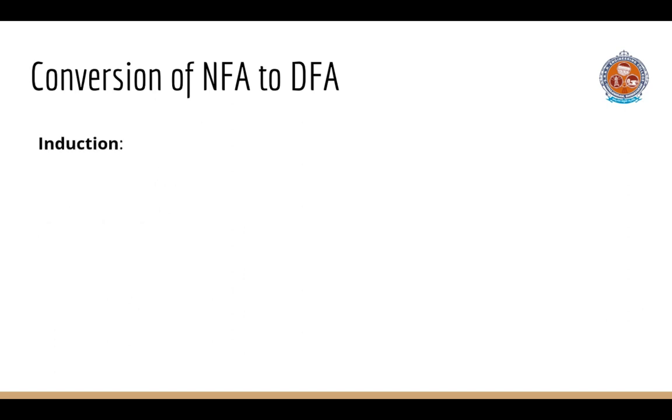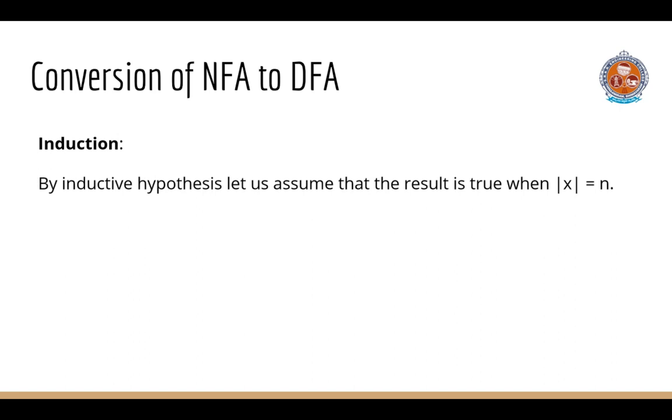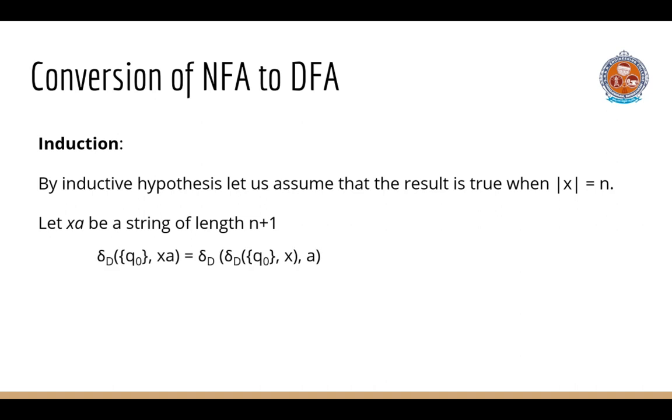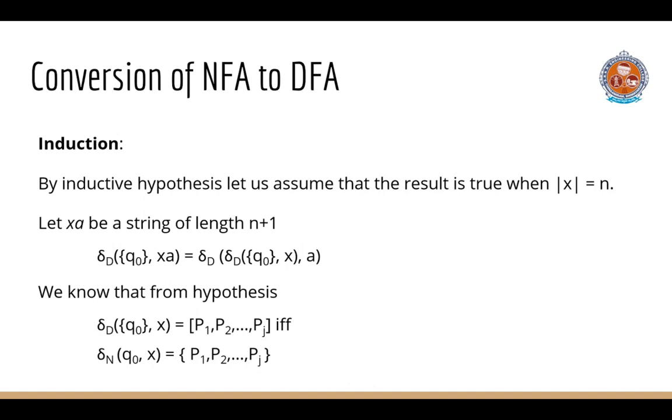Induction. By the inductive hypothesis, let us assume that the result is true when mod x is equal to n. Now, let xa be a string of length n plus 1. Delta D of Q0 comma xa is equal to delta D of delta D of Q0 comma x, comma a. In the hypothesis, it was considered that for string x, the definition of delta D will be true. From the hypothesis, delta D of Q0 comma x is equal to [P1, P2, so on, Pj] if and only if delta N of Q0 comma x is equal to {P1, P2, so on, Pj}.